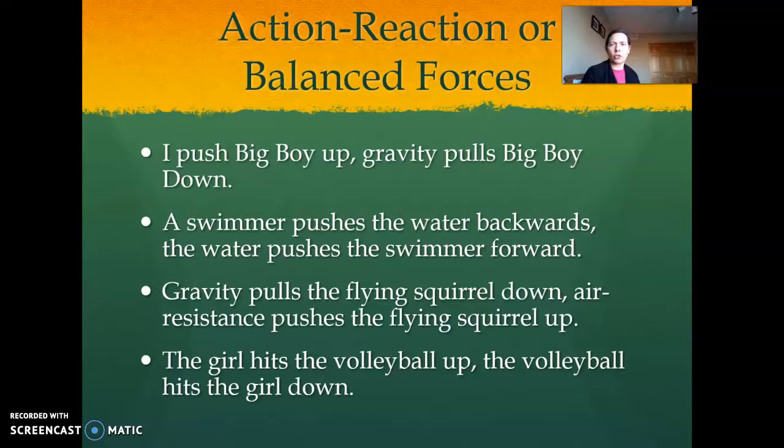The girl hits the volleyball up. The volleyball hits the girl down. So one force is acting on the girl, one force is acting on the volleyball. These are action-reaction. Girl hits volleyball, volleyball hits girl. That's action-reaction. So these are the types of questions I could ask, and then the question is, is this action-reaction or balanced? And you have to find the answer.